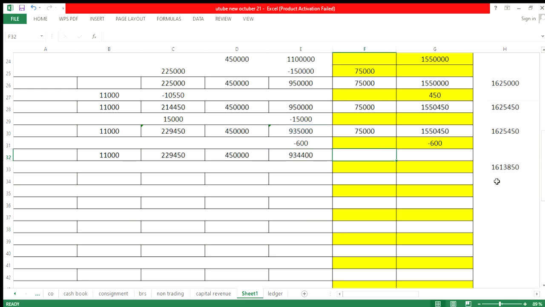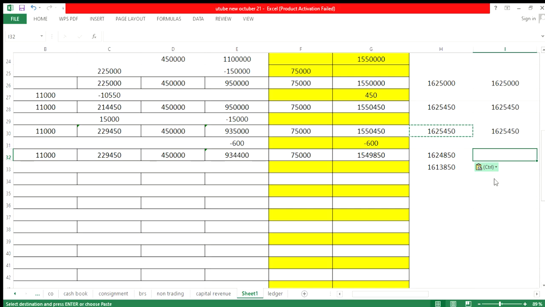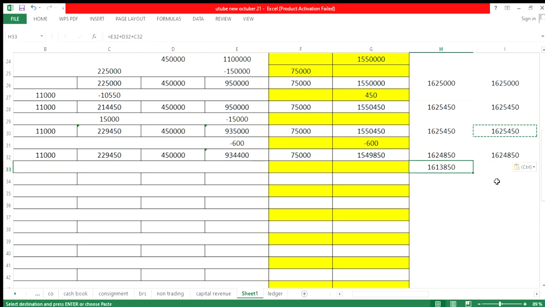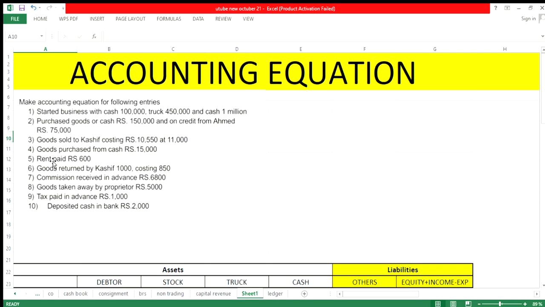And similarly we will be taking the sum of both sides. And over here I am taking the sum as well. So 1624850 total is completed. Both sides are equal. Let's come over here.